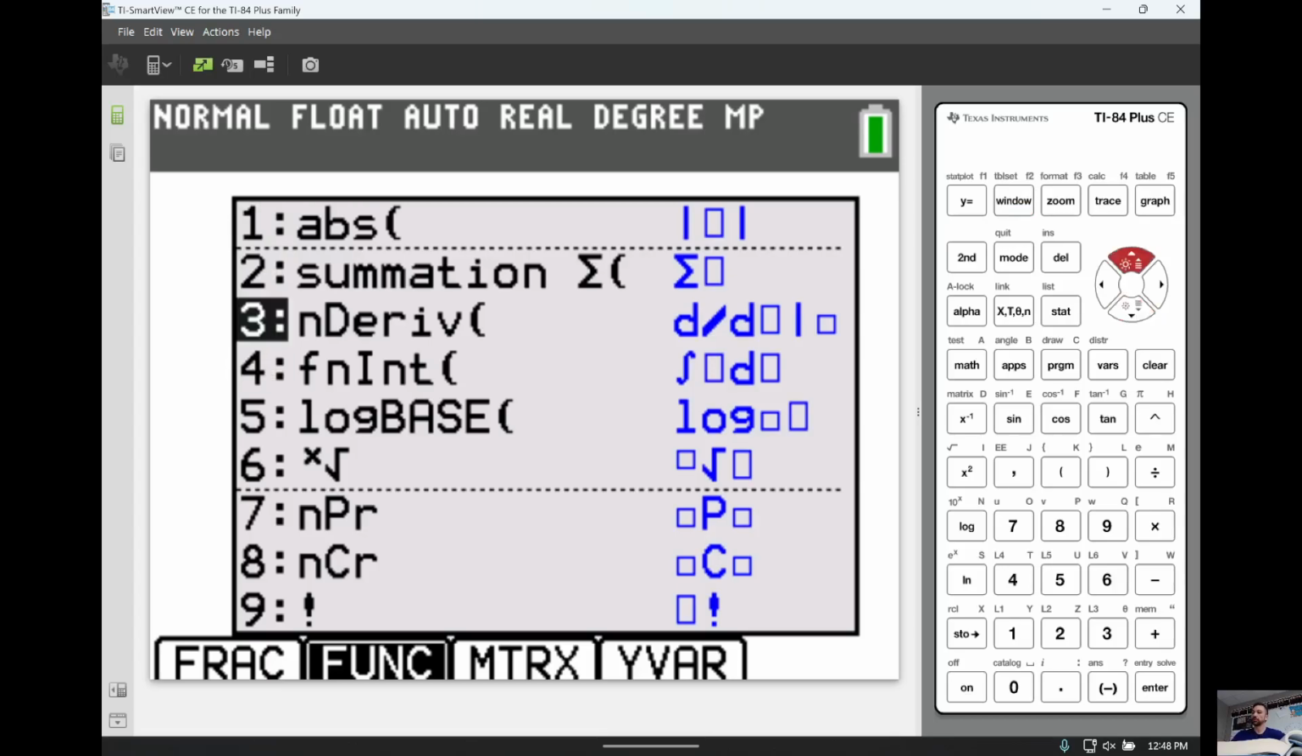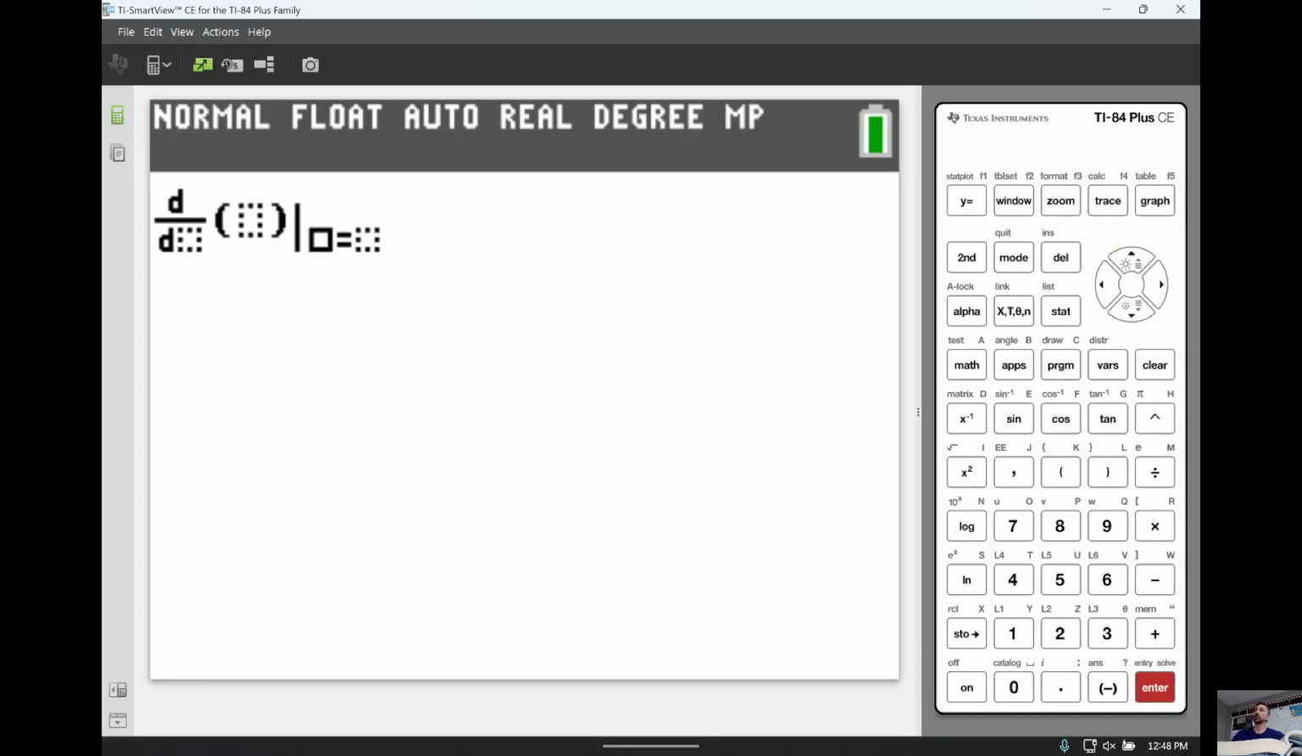Okay, the two that we will use a lot are these two. Number 3 is for differentiation, and number 4 is for integration. You don't have to worry about integration till January. But number 3, your calculator can do derivatives for you with one catch.